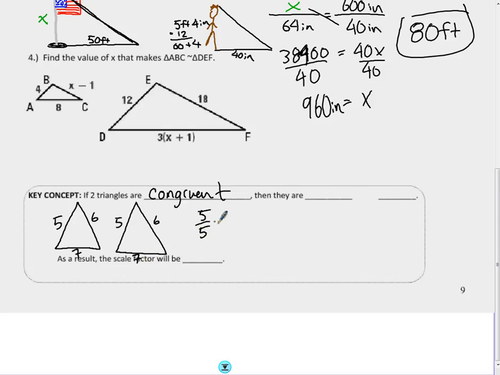So, if two triangles are congruent, they also have proportional sides, and since the sides are all proportional, those two triangles are similar triangles. So, let me make a statement here. If triangles are congruent, then they are similar. So all congruent triangles are similar triangles, but not all similar triangles are congruent. Only when their ratio is 1 to 1. Okay?